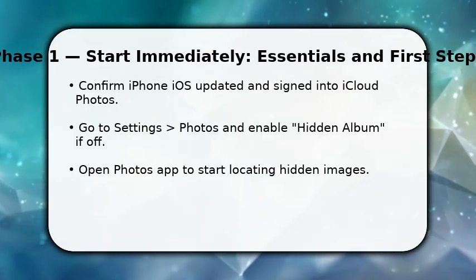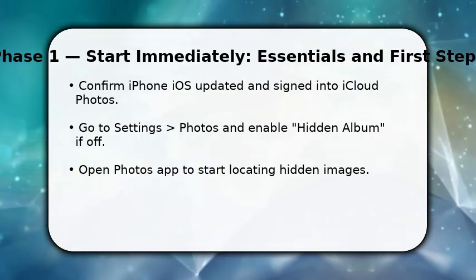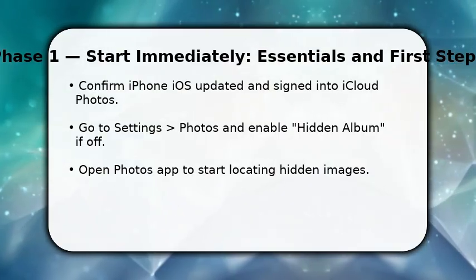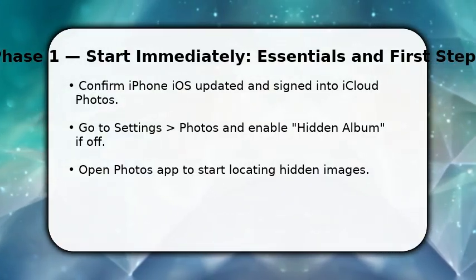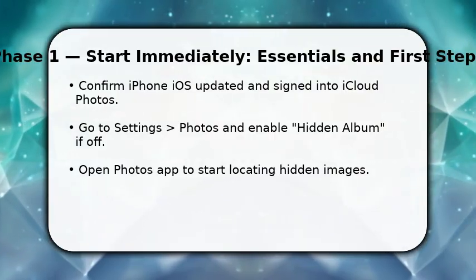Once done, open the Photos app and switch to Albums. Scroll to the Utilities section where Hidden lives. You're doing this because iOS stores hidden items in a dedicated album. Without that album visible, you can't access the Unhide controls, so enable it now and proceed.